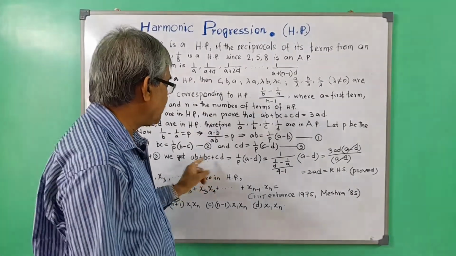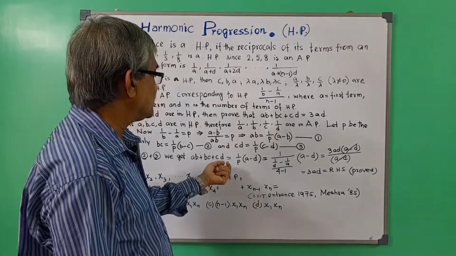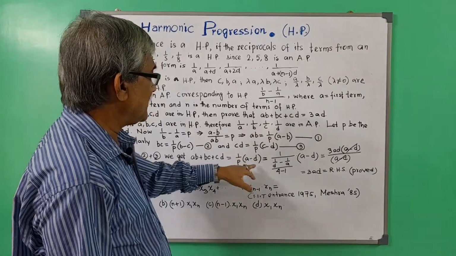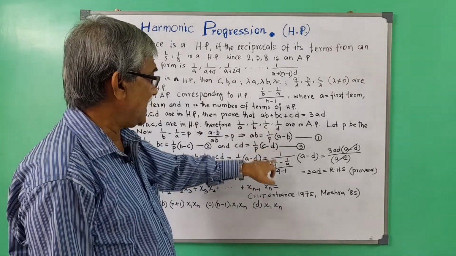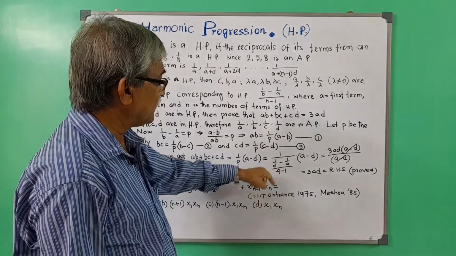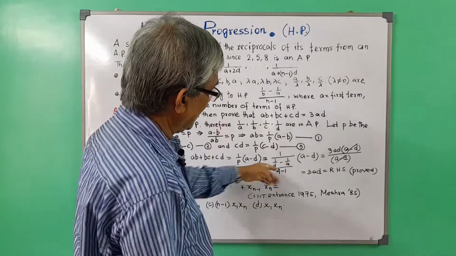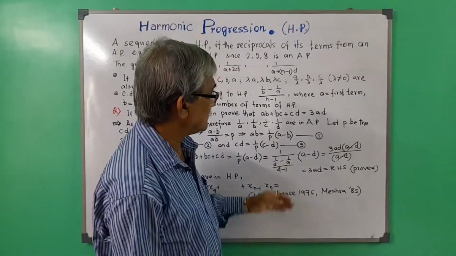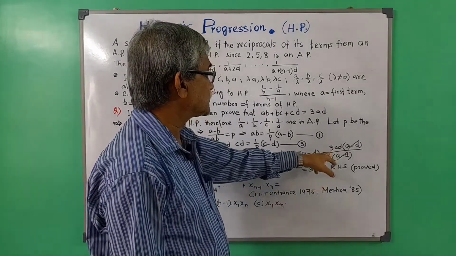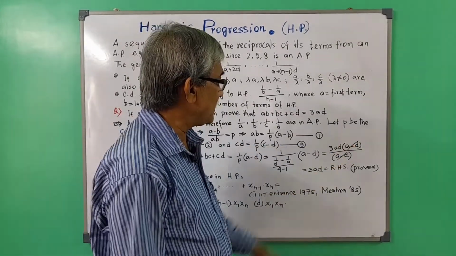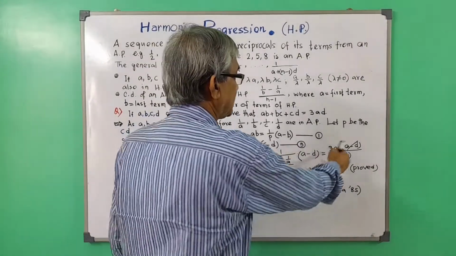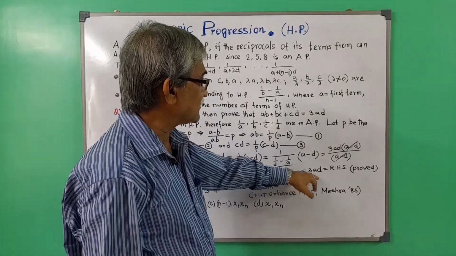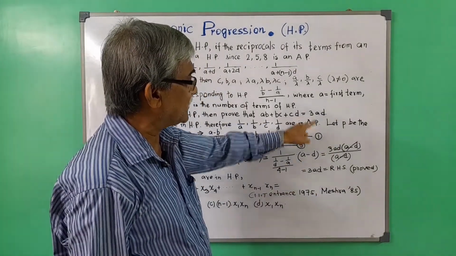So we get AB plus BC plus CD, and if you add it all, you will get 1 by P whole into (A minus D). What is P here? It is (1 by D minus 1 by A) whole upon 4 minus 1, that is 3. So invert it. That will be 3AD whole into (A minus D) upon (A minus D). This A minus D cancels out, and that equals 3AD, which is the right hand side. It is proved.